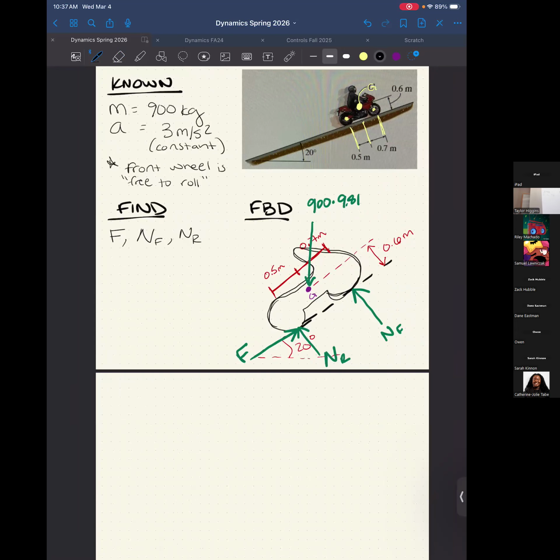Okay. All right, let's move on so we get to the end of this problem. I did my knowns, I did my find, I did my free body diagram. What should be the next thought in your brain?